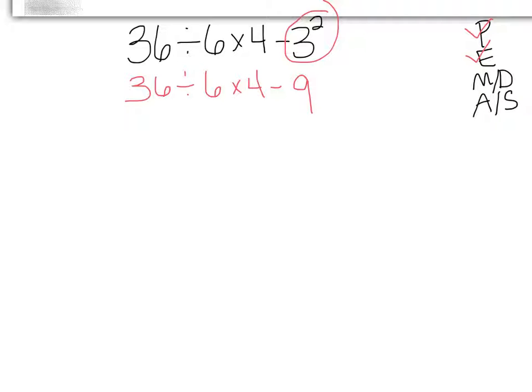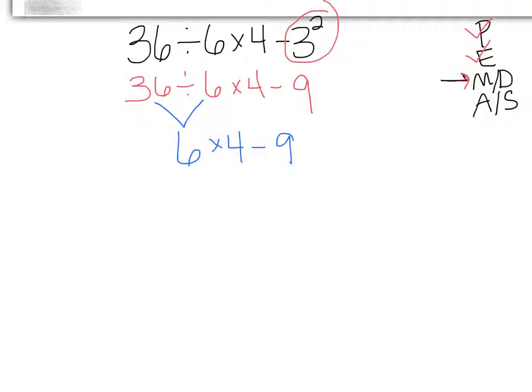Now I'm going to do multiplication and division. But remember, we have to go from left to right, which means sometimes we divide before we multiply. In this case, when we go from left to right, we see that division is first. 36 divided by 6 equals 6. I'm going to bring everything else down because, again, I'm only doing one step at a time.